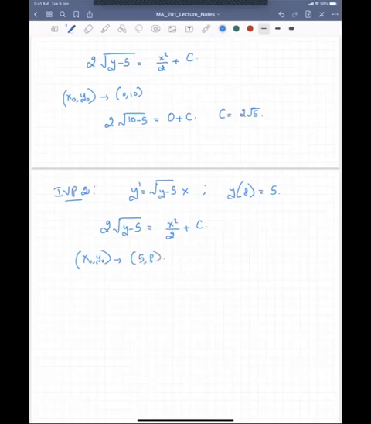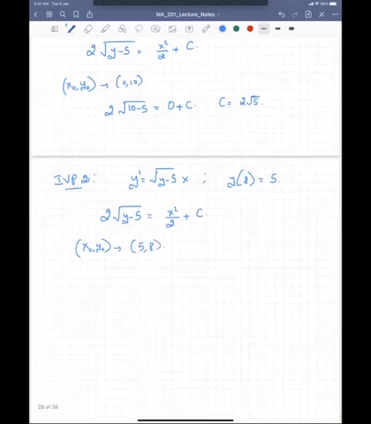8, 5, right? And now this is even simpler because the left-hand side vanishes because at y equals 5, the left-hand side is 0. The right-hand side, of course, is 8 squared over 2, which is 64 over 2, which is 32 plus c. So this fixes c. So now you can write the solution: 2 times y minus 5 is x squared over 2.